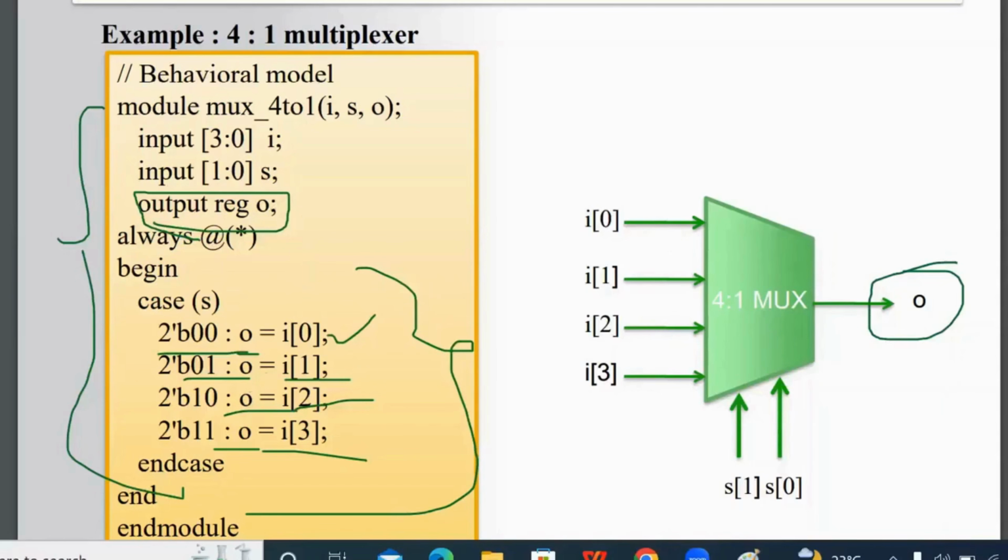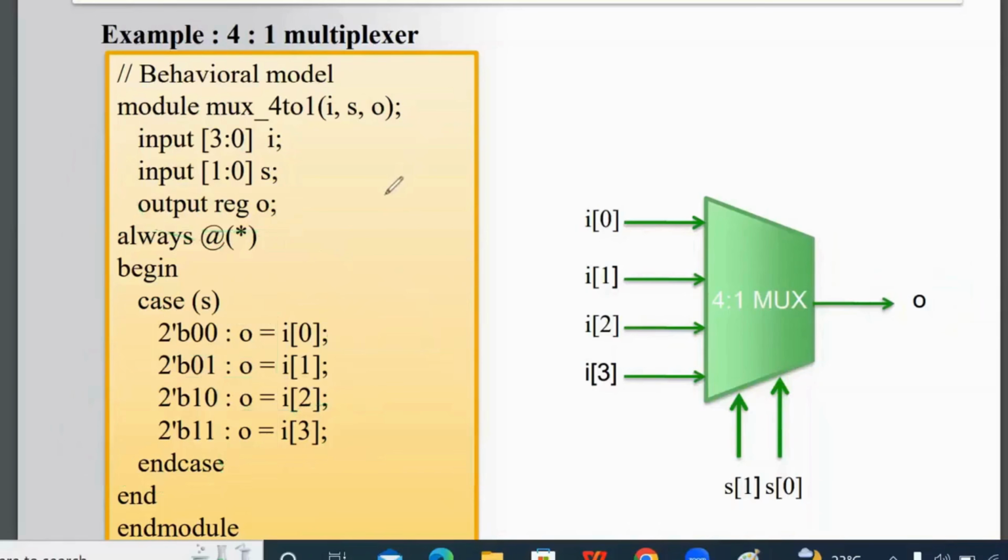Because see, here we are using the always block. Always is nothing but a procedural assignment. Initial and always blocks are procedural assignments. Whenever we are using procedural assignments, the output should be declared using the reg data type. There are two types of assignments, continuous assignment and procedural assignment. Those things we'll discuss later, tomorrow.